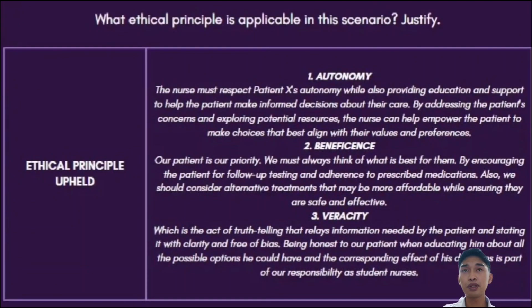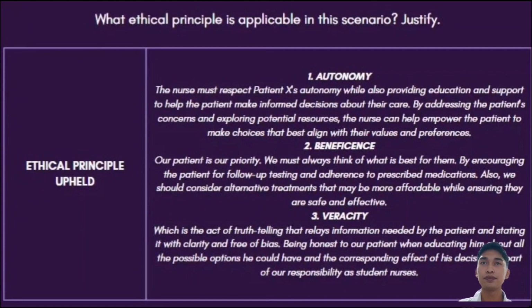Then for the ethical principle, first is the autonomy. The nurse must respect patient X's autonomy while also providing education and support. This is to help the patient make informed decisions about their care by addressing the patient's concern and exploring potential resources. So the nurse can help empower the patient to make choices that best align with their values and preference. Next is the beneficence. So our patient is our priority. We must always think of what is best for them by encouraging the patient to follow up testing and adherence to prescribed medications. Also, we should consider alternative treatments that may be more affordable while ensuring that they are safe and effective.